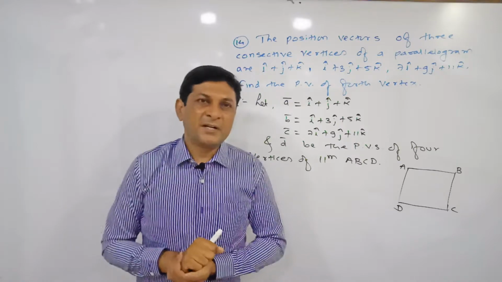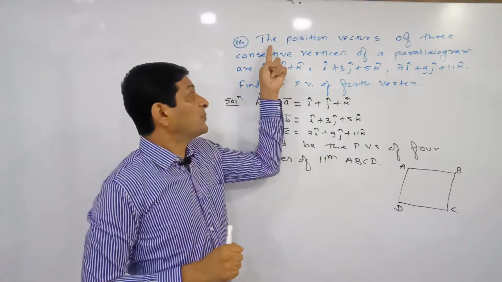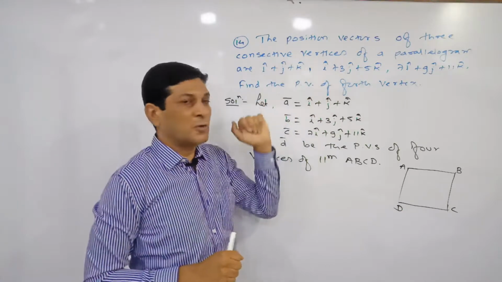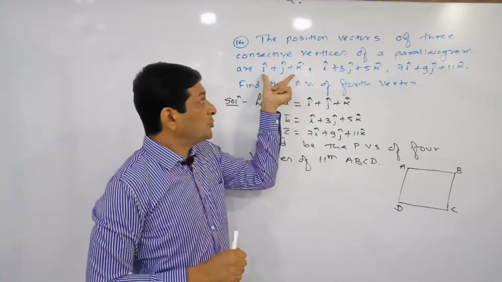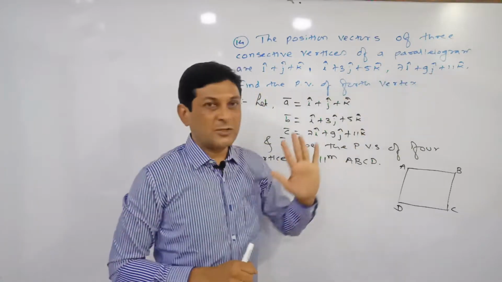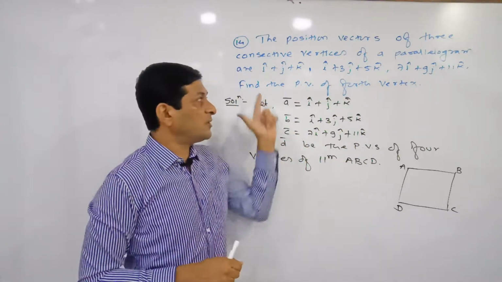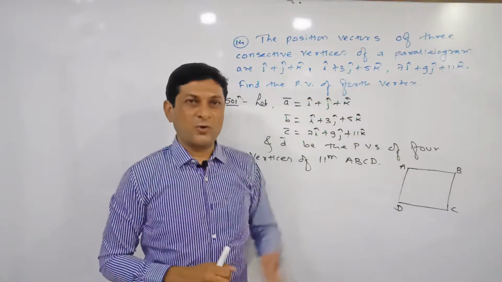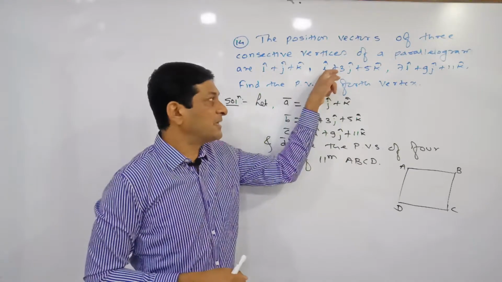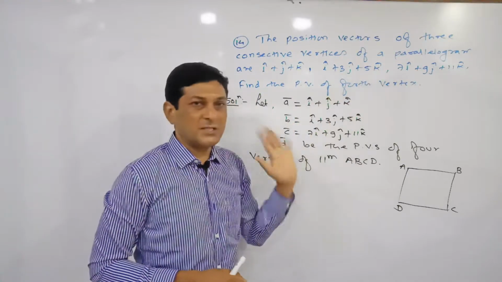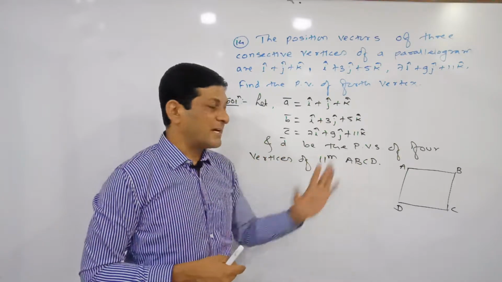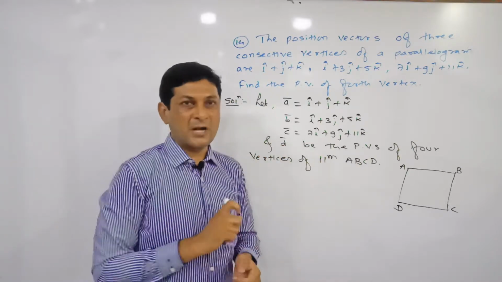Now observe the given condition in this example. In example number 14, the position vectors of 3 vertices of a parallelogram are given to us. This is the position vector of the first vertex, this is the second, this is the third vertex. Using this, the question is to find the position vector of the fourth vertex. So I have denoted the first vector by A bar, second by B bar, third by C bar, and D bar, the position vectors of the 4 vertices of this parallelogram ABCD.